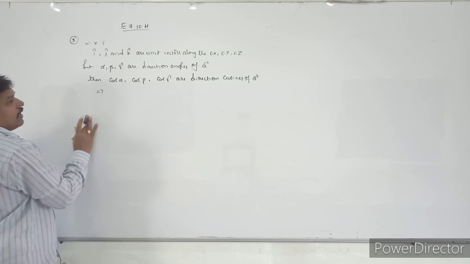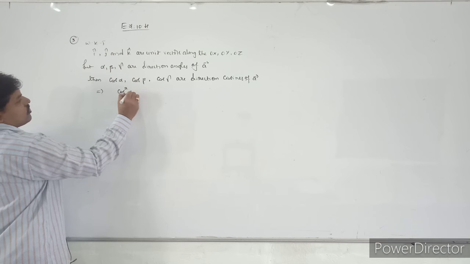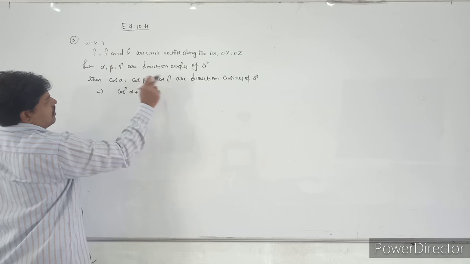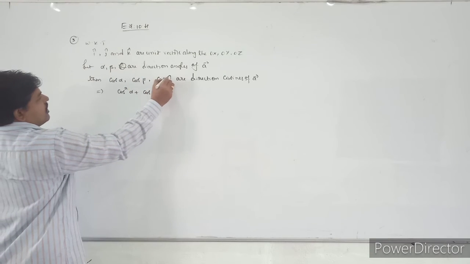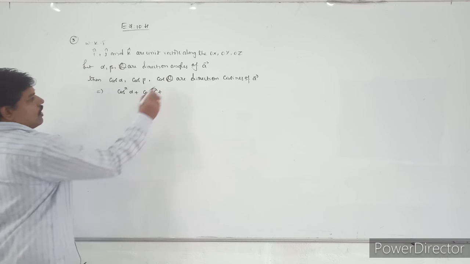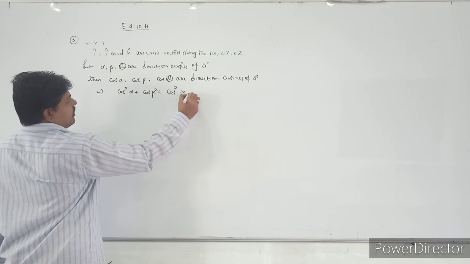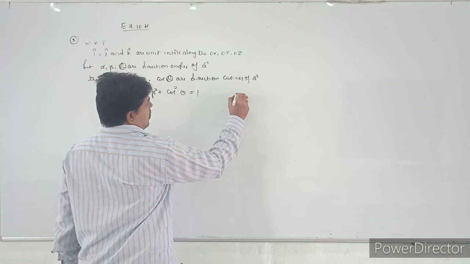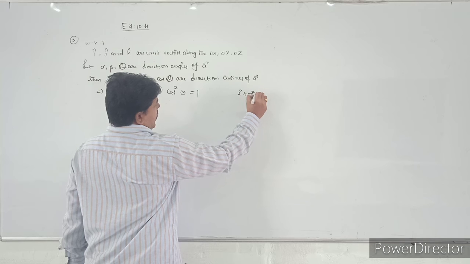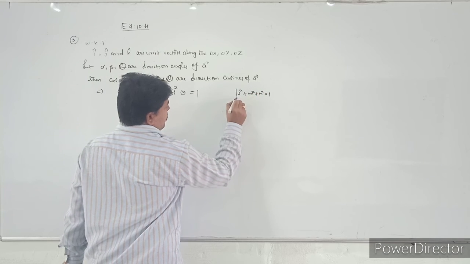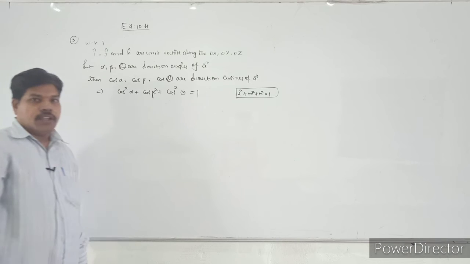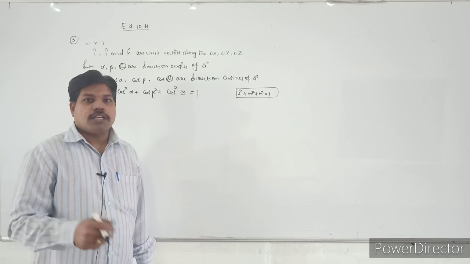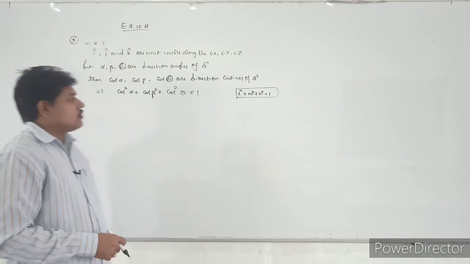So that implies, already we know that cos square alpha plus cos square beta plus cos square gamma is equal to 1. In the place of gamma, I will take theta, because they already gave theta. So cos square alpha plus cos square beta plus cos square theta is equal to 1. Why? Because I already know that l square plus m square plus n square is equal to 1. In the first class I gave the formula and the proof also. So that is the condition here.